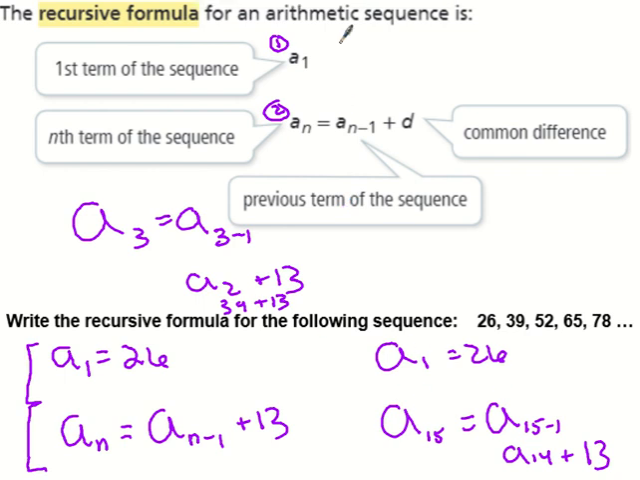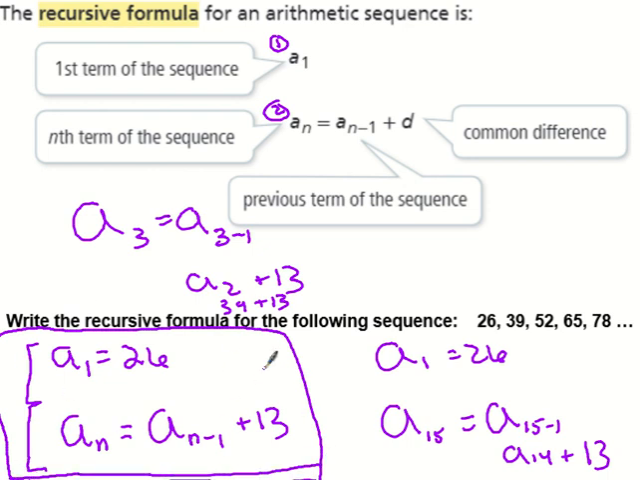The recursive formula is a way for us to show exactly what's happening in this sequence. I'm starting from 26, and then I'm adding 13 to every single term from before it. That's what's happening in the sequence. So this right here would be a final answer for my recursive formula of a sequence. This is the final answer.